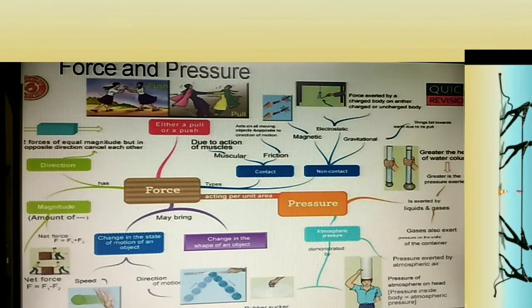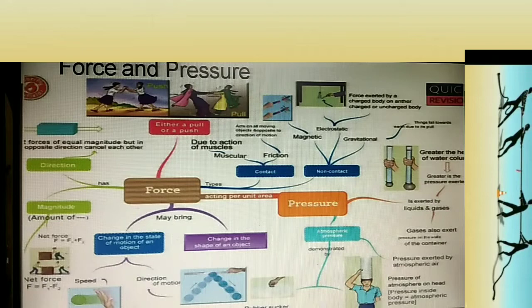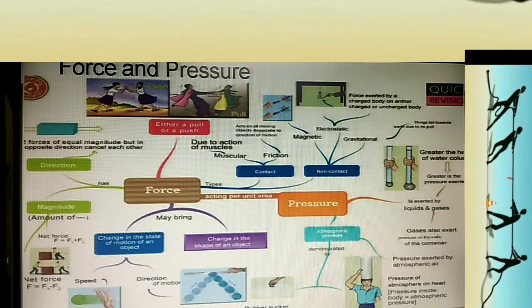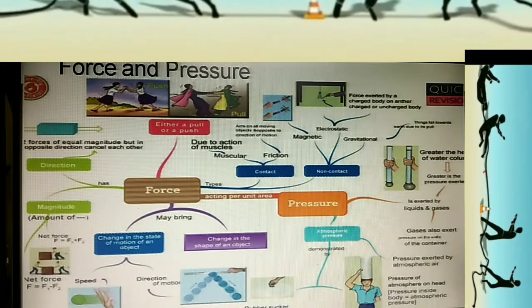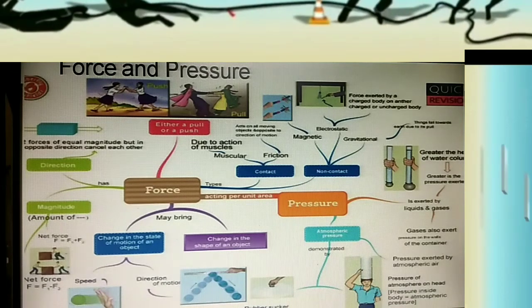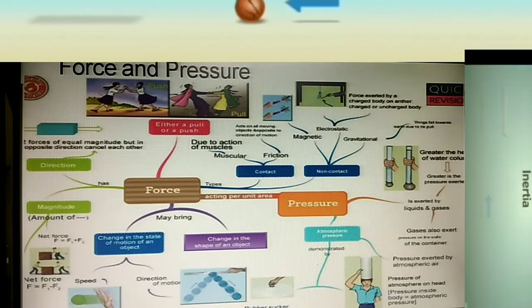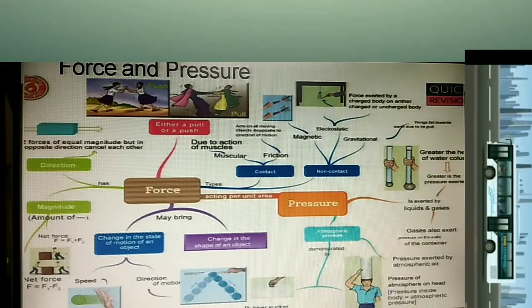Now basically all the objects will possess one property which is known as inertia. What do you mean by that? Inertia is nothing but if an object is at rest, it continues to be at rest, and if it is in motion, it continues to be in motion. So this intrinsic property of the bodies is known as inertia, and it can be changed by applying force.